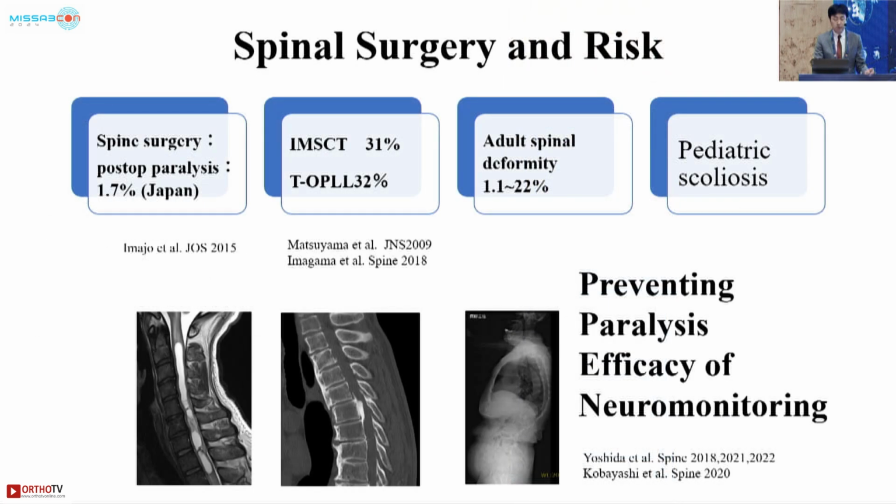The most critical outcome to avoid in spinal surgery is postoperative paralysis. The risk varies by disease, with a reported high paralysis rate of 31% for intramedullary tumors and 32% for thoracic OPLL.